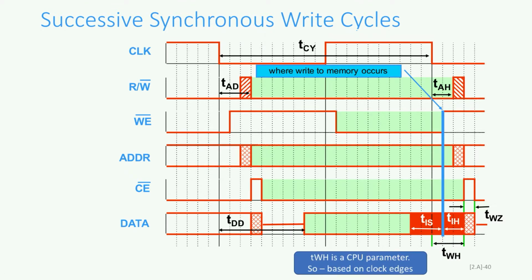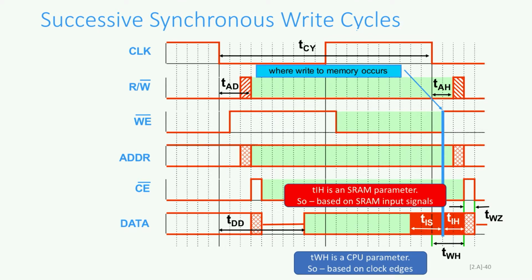So this box is basically just saying that TWH is a CPU parameter, so it's based on clock edges, whereas TIH and TIS are both SRAM parameters, so it's based on where the SRAM actually thinks that the write is occurring.